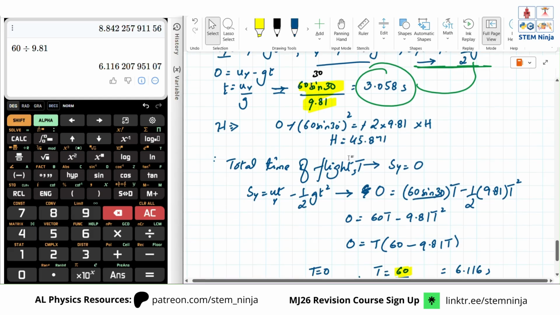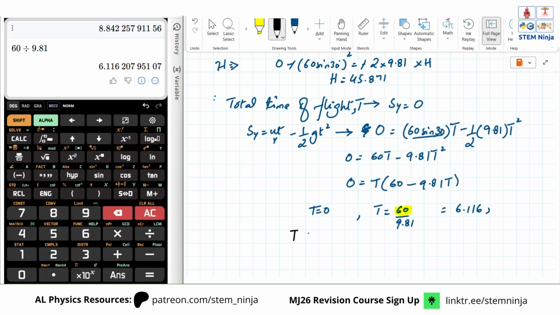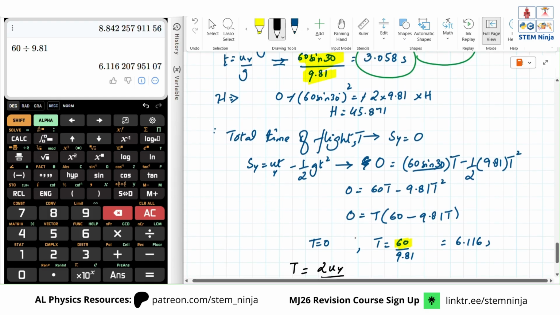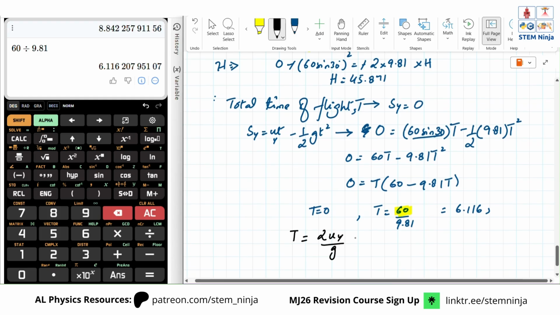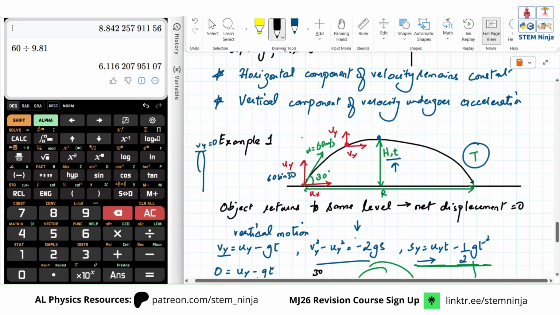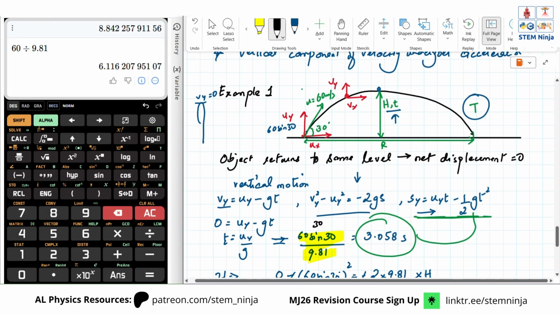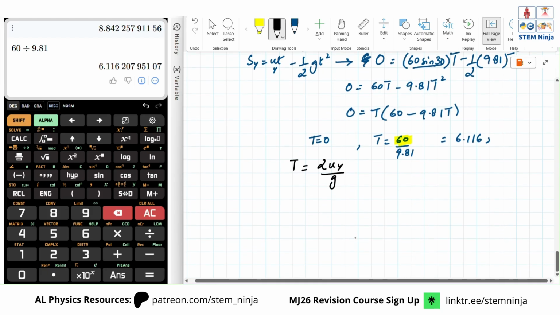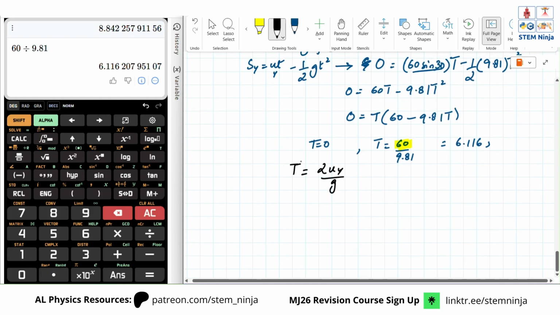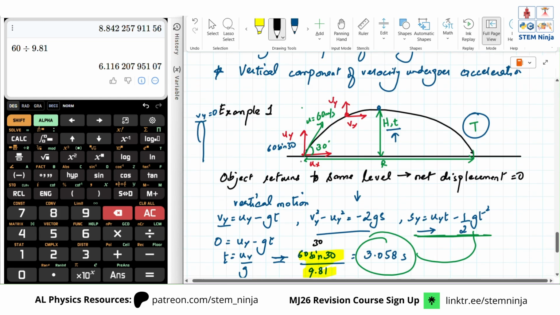So if you had the total time of flight expression, it would be 2uy over g. You can, as an exercise, try that. It would come out the same. So if it's coming back to the same level, if the net displacement becomes 0, the total time of flight would be double the time it took to achieve that maximum height.